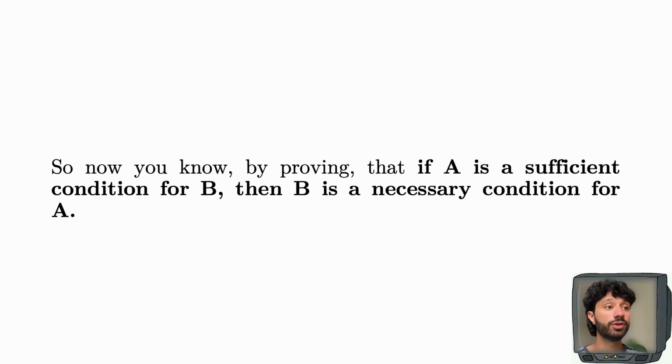Okay, so now you know, by proving that in every case, if A is a sufficient condition for B, then B is a necessary condition for A. Right? I didn't just tell you this and that you had to believe me. I gave you definitions for sufficient conditions and necessary conditions, and then you've proved the statement. That's pretty cool.